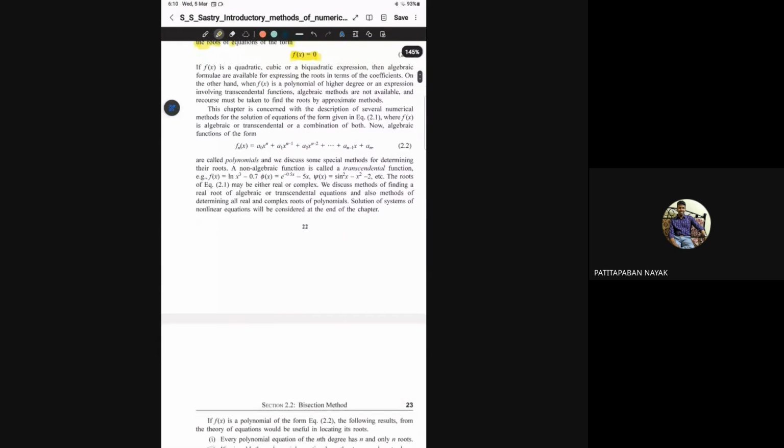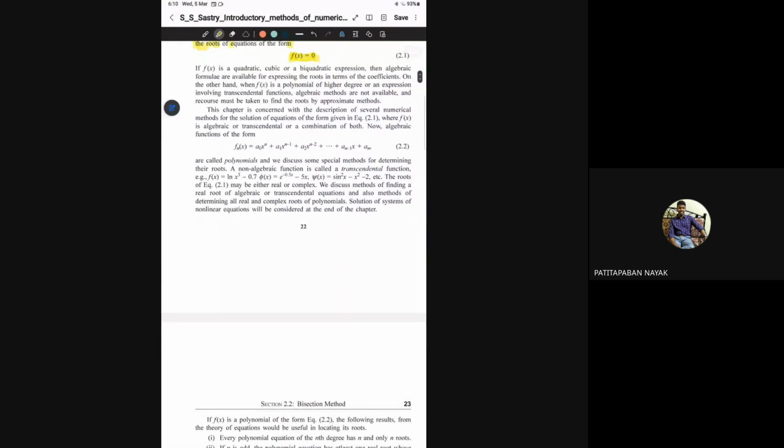And if it is not algebraic, this part is very much important. A non-algebraic function is basically called a transcendental function. Transcendental function means ln x, e to the power x, sin x. If those kind of functions are there, then it is called a transcendental function. All right. So how to solve?